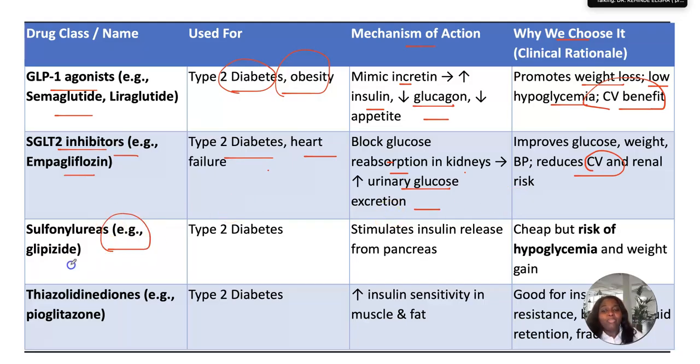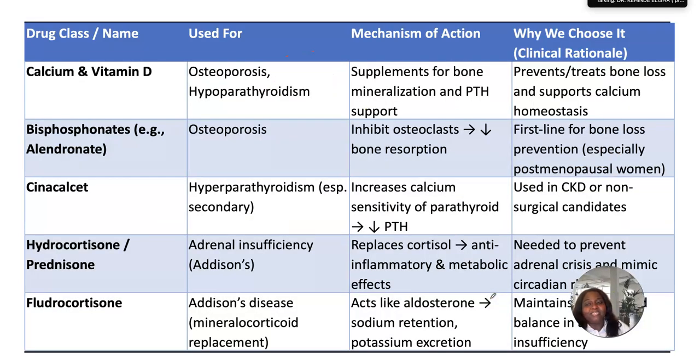Sulfonylureas, like glipizide, are used for type 2 diabetes. What is the mechanism of action? It stimulates insulin release from the pancreas. It is cheap but risk of hypoglycemia and weight gain. What about thiazolidinediones? We call them TZDs. Easy to pronounce. You don't have to pluck your teeth over that. This is for type 2 diabetes. And of course, it increases insulin sensitivity in muscle and fat. Extremely good for insulin resistance, but risk of fluid retention though, and fractures. That is the downside of TZDs.